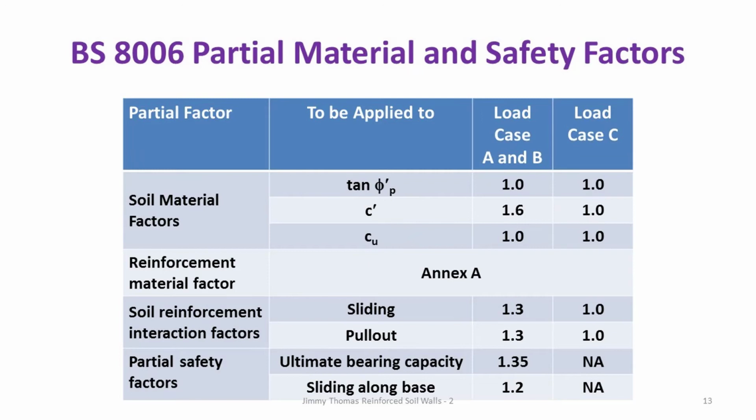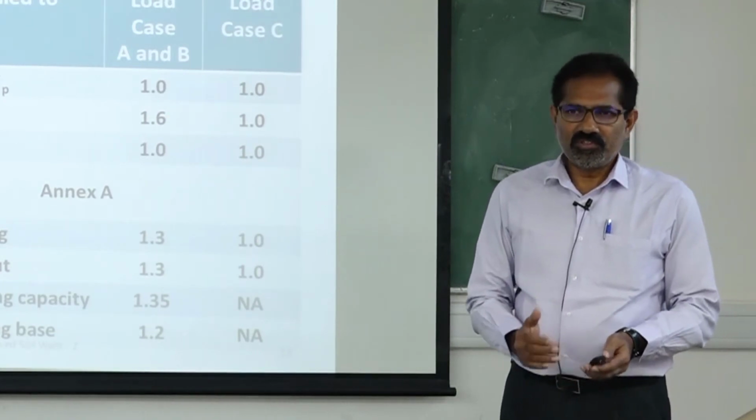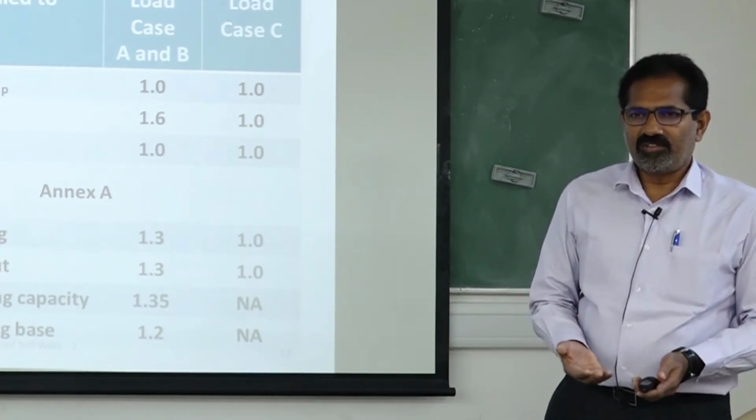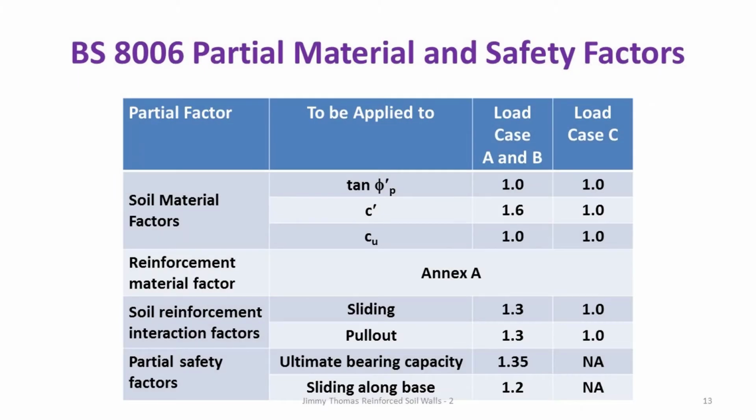Then coming to the reinforcement material factor, that means on the long-term design strength, there are various factors. The BS gives a very detailed procedure in the annex, so we have to follow that. If you are using metallic reinforcement, there is a certain procedure and there are certain factors. If you are using geosynthetic reinforcement, again there are different factors like creep, installation damage, and durability, and they give detail. Then soil reinforcement interaction factors: there are two types of interactions, one is direct sliding, and the second is pull out. Here the partial safety factors are 1.3, 1.3.